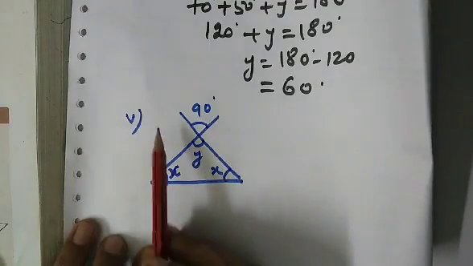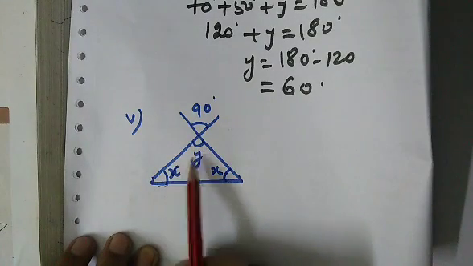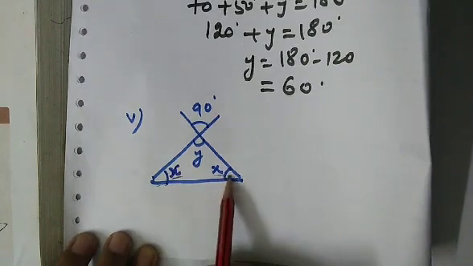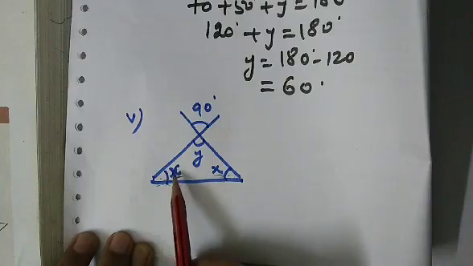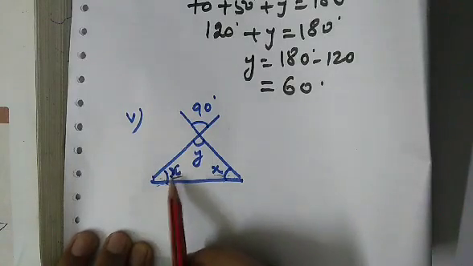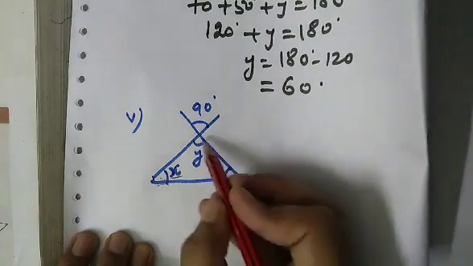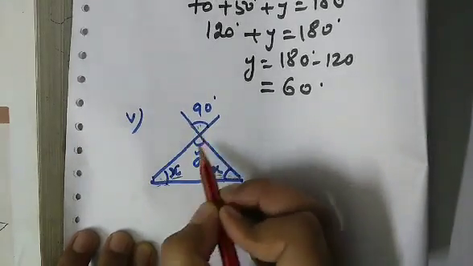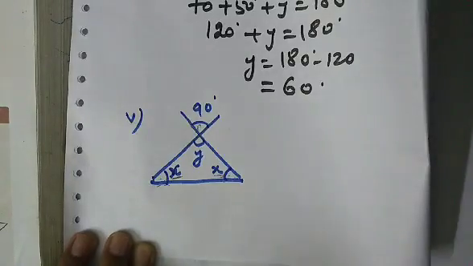Now next I am taking part 5th of question number 2. Here again you have to calculate x and y. This is x and this is x. It means these two angles are equal because they are represented by the same variable. Now I have to find x and y. In chapter number 5 we have learned that if two lines intersect, then these two angles are always equal and they are known as vertically opposite angles.